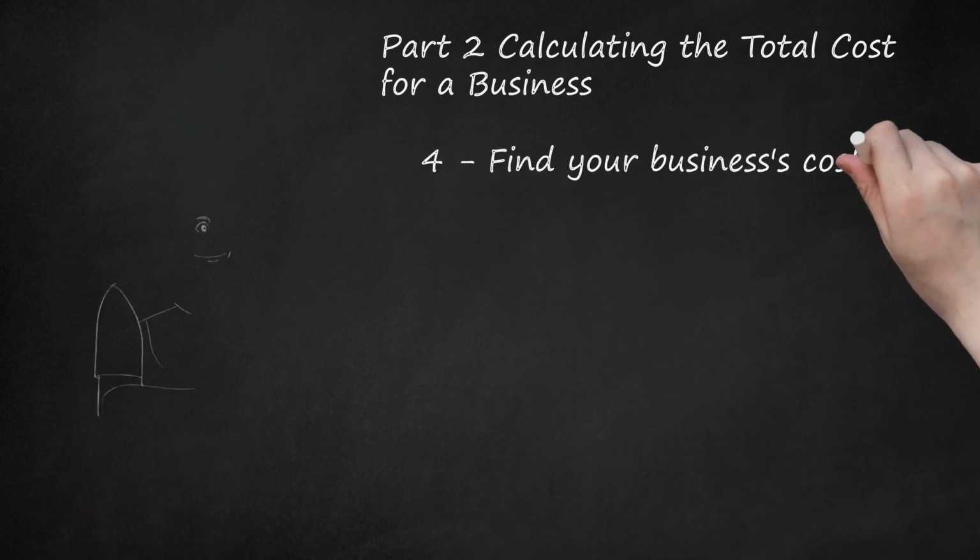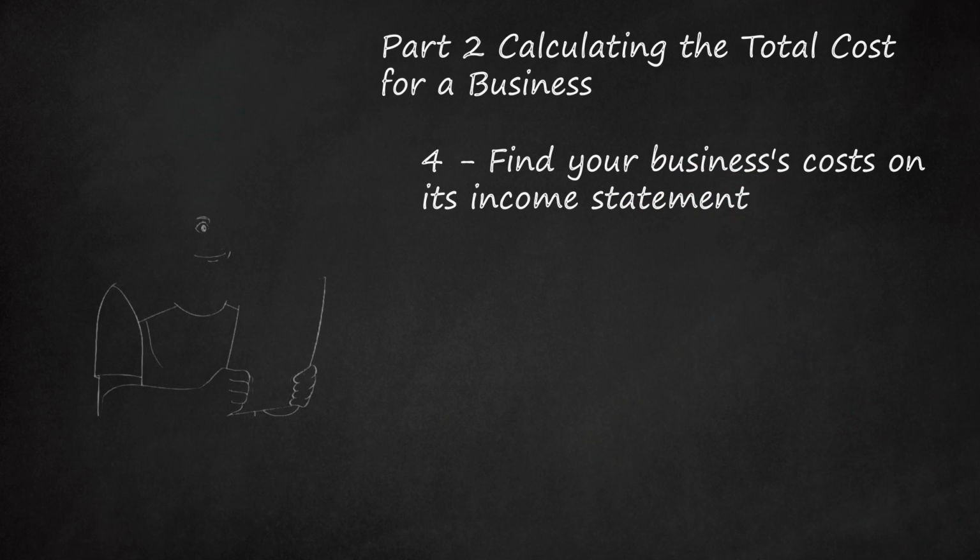4. Find your business costs on its income statement. Most businesses' fixed and variable costs can be found on their financial documents. Specifically, the income statement should contain all of the variable costs tied to the production of the business's goods and services in addition to crucial fixed costs like rent, utilities, and so on. The income statement is a standard financial document. Nearly all businesses with some sort of accounting operation should have one.